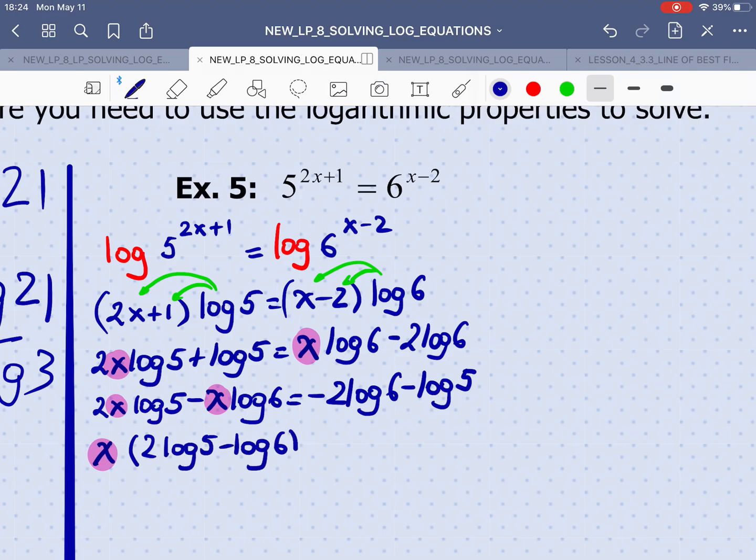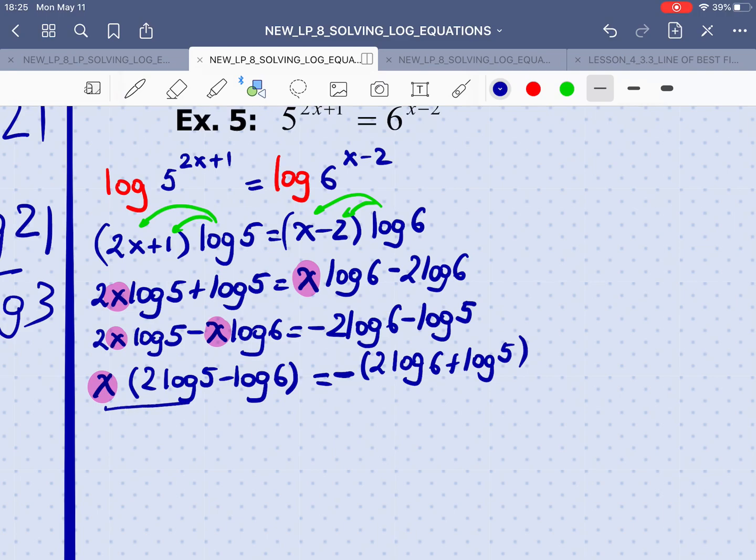We have x times 2 log 5 minus log 6 equals, and I'm going to do something fancy here, not too fancy actually, just kidding. But I'm going to take the negative one out. The reason why is because I have two negative terms in here, so we would have to apply the quotient law. I'm a bigger fan of the product law than the quotient law, so whenever possible, why not convert it? So that would be negative of 2 log 6 plus log 5.